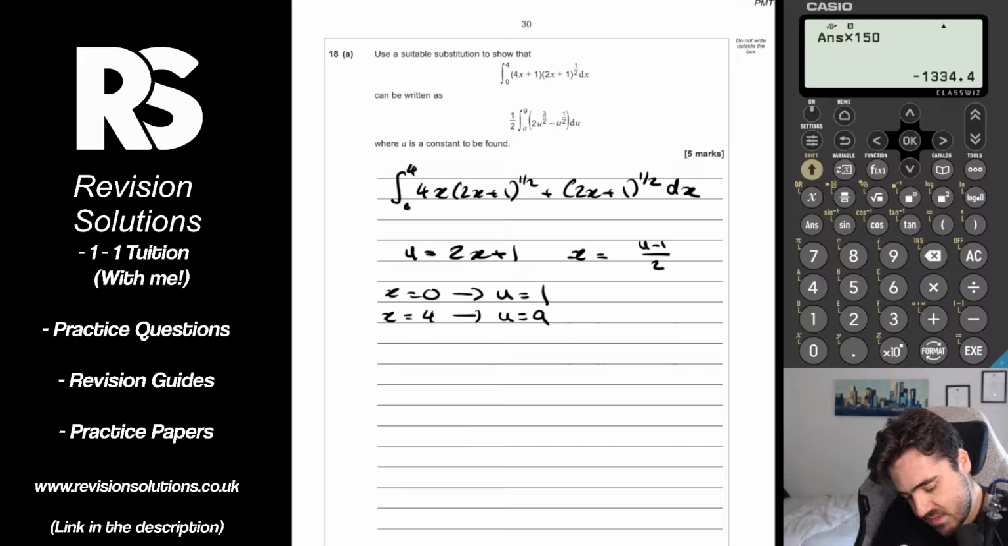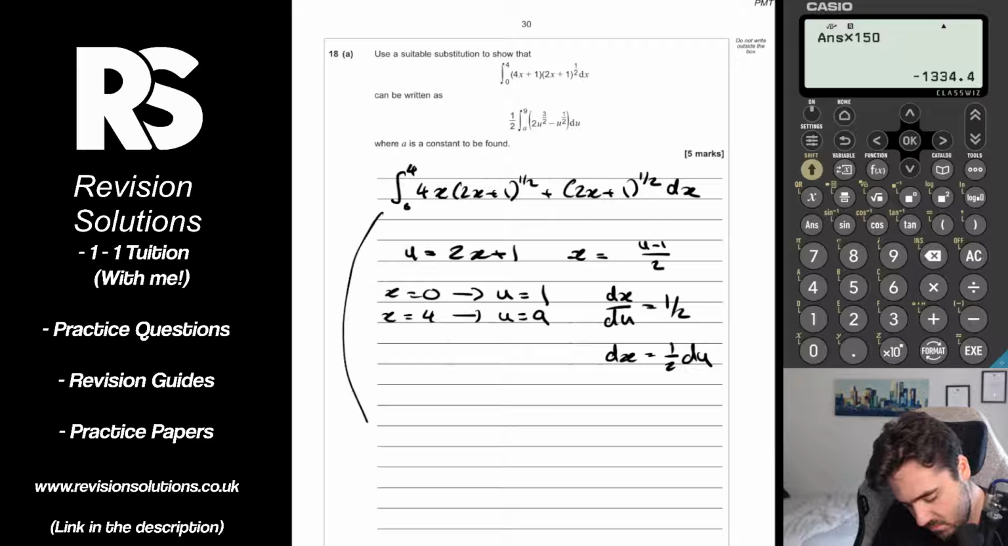Now let's sort out our differential as well. If I differentiate this, we're going to see that dx du is just a half. So our dx is going to become a half du. And then let's actually substitute into our integral now. This integral, we've already done the limits. The top limit becomes a 9. The bottom limit is going to become a 1.